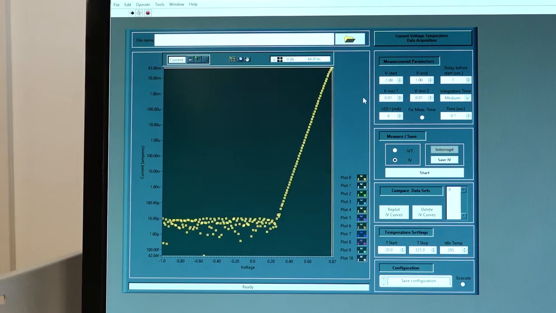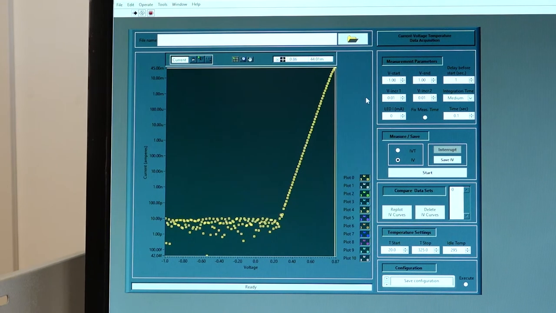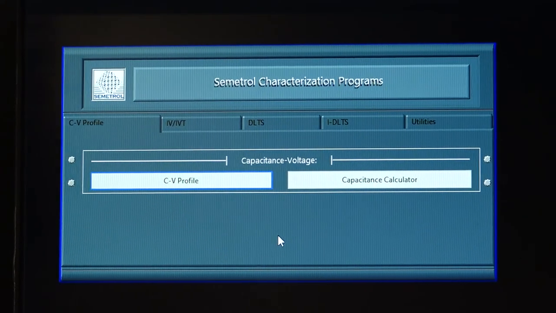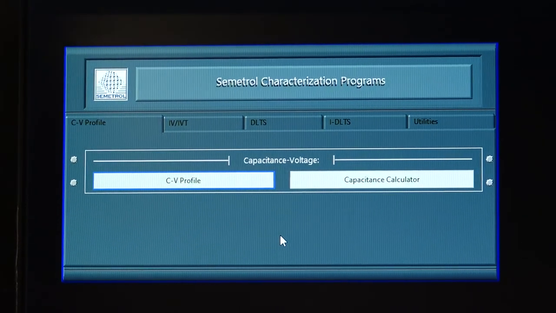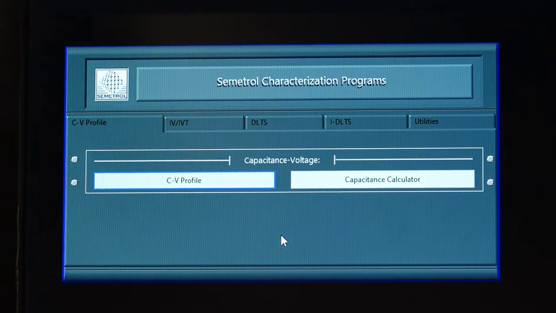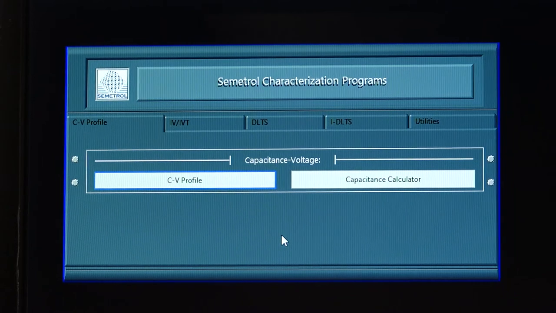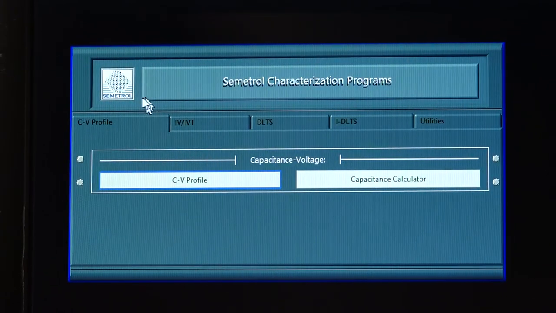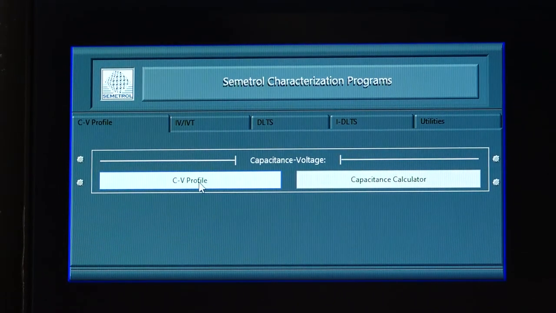The second key step for DLTS measurement is to do a capacitance voltage measurement. Okay, now that we have checked the current voltage characteristics at room temperature, we want to check the capacitance voltage characteristics of the diode structure probed in the room temperature. For that, we go to the CV profile tab and we click on this CV profile.